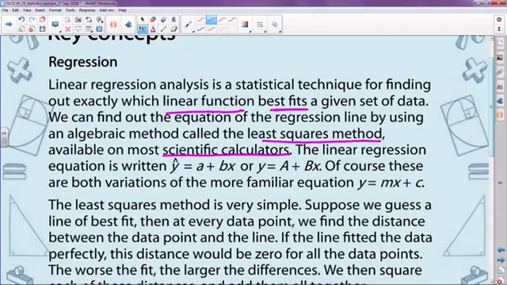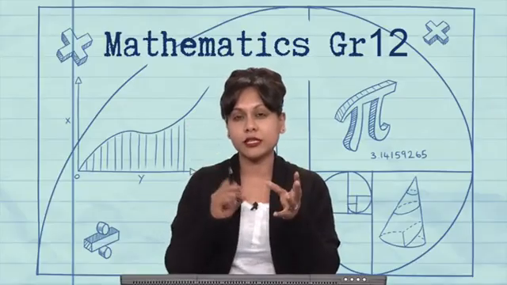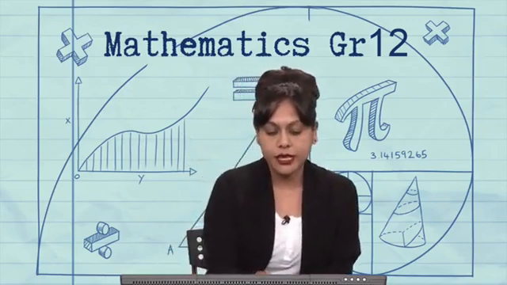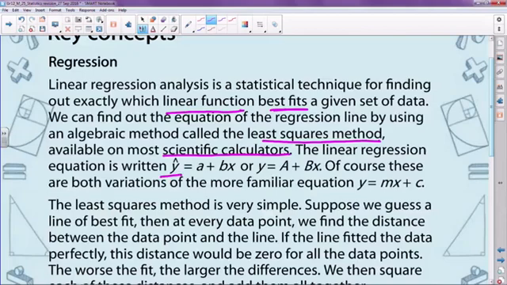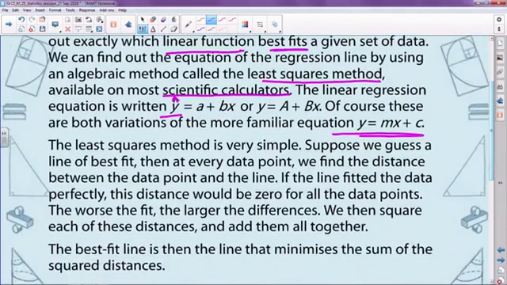Make sure that you understand how to use your specific calculator to work out the values that you need in regression analysis. The linear regression equation is written as y hat, with the little hat on top of the y. Y hat is equal to a plus bx. This should remind you of the more familiar equation of a straight line, y is equal to mx plus c.